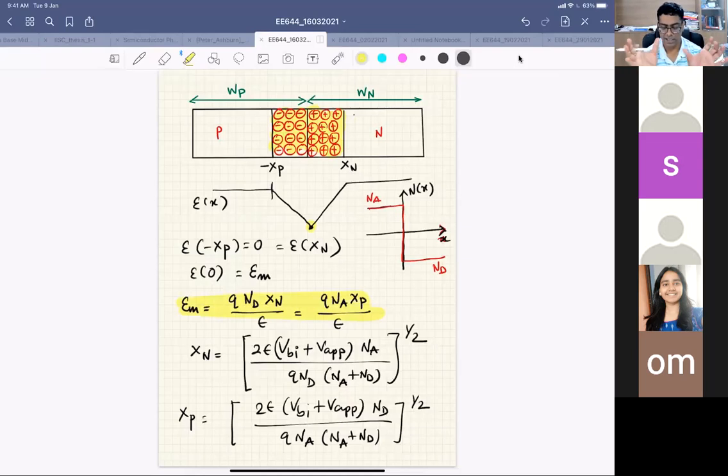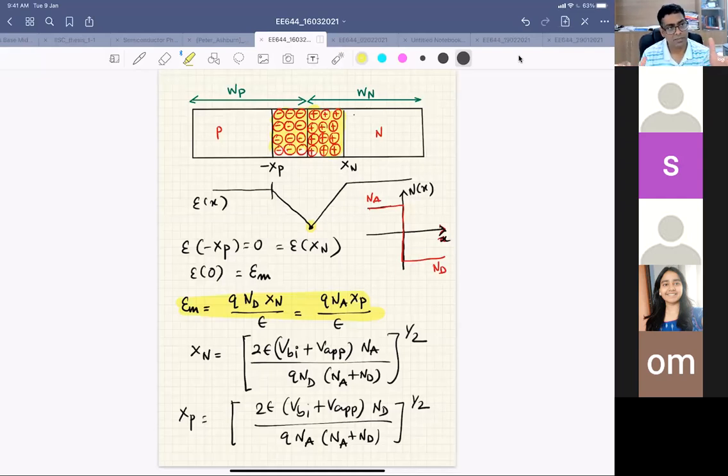Both sides have depletion charges, and both depletion charges are equal. So the electric field is charge divided by epsilon. This is Q ND Xn by epsilon, or Q NA Xp by epsilon, right? We also derived Xn and Xp, and I am just taking them here. Here the junction is reverse biased.